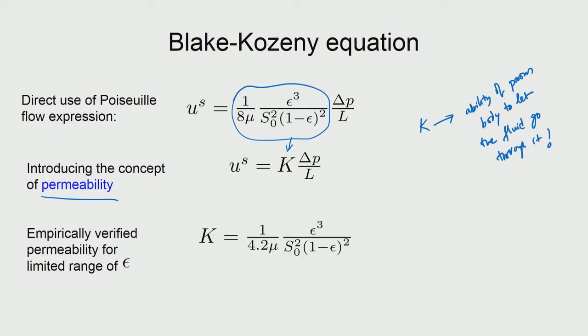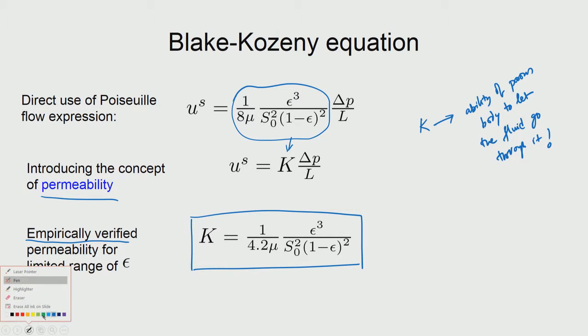So, we are now relating velocity to pressure drop per unit length through permeability, and the permeability coefficient, which is written with an empirically verified functional form, is here. So, this is an expression that has been derived separately. You can see that the only place where we got it a little off is here. So, this is the only thing we did not get right.